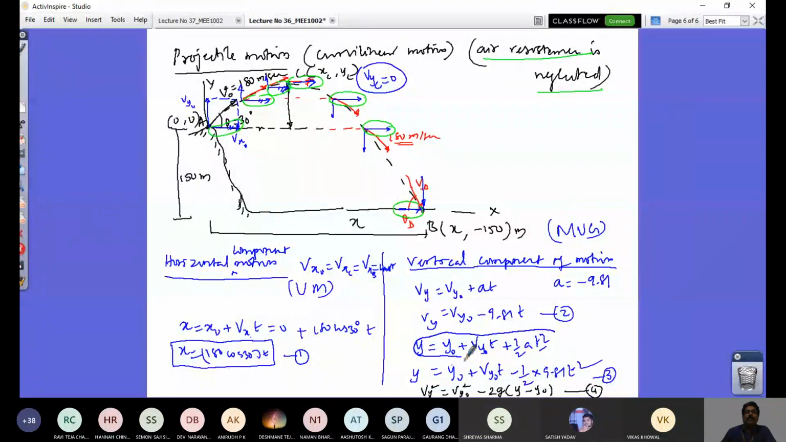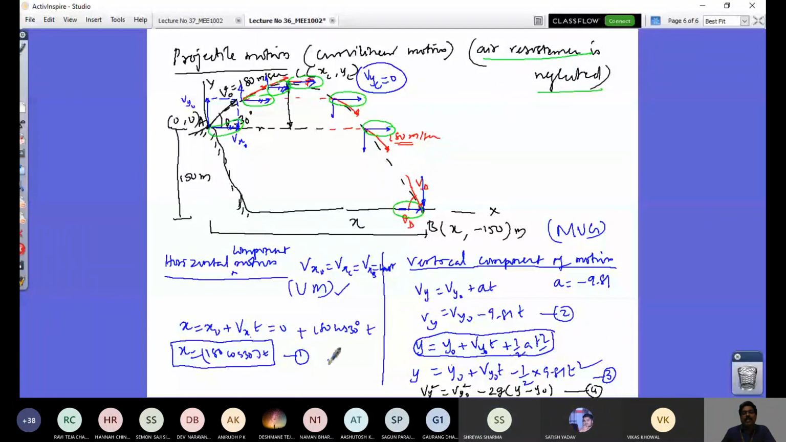This motion is the curvilinear motion, 2D motion. I am resolving the motion as horizontal component motion and vertical component motion. I think you do not have a doubt in it. So the horizontal component, if I look at, that is uniform motion. This you understand, right? Yes, sir. So this equation you understand.